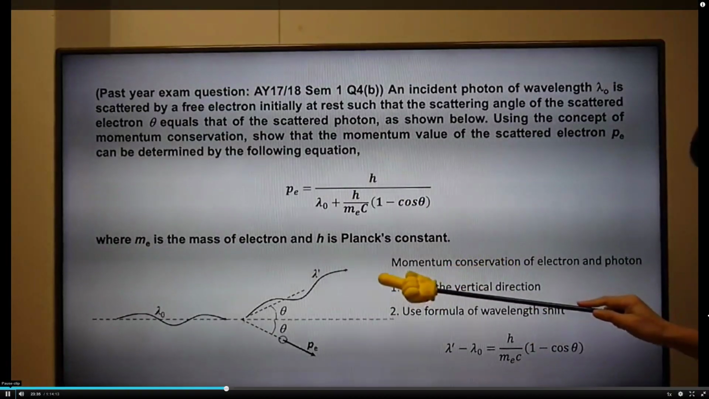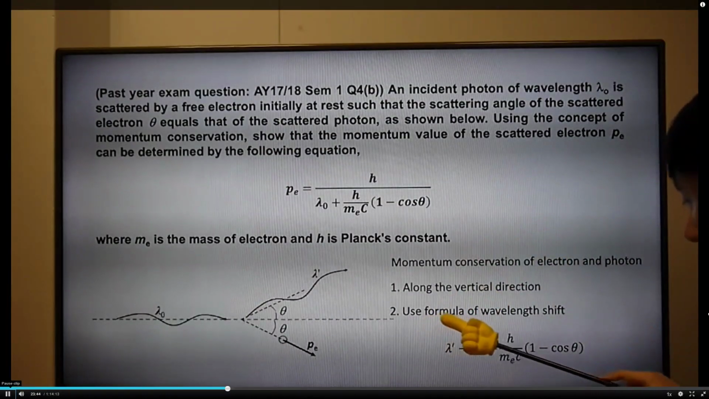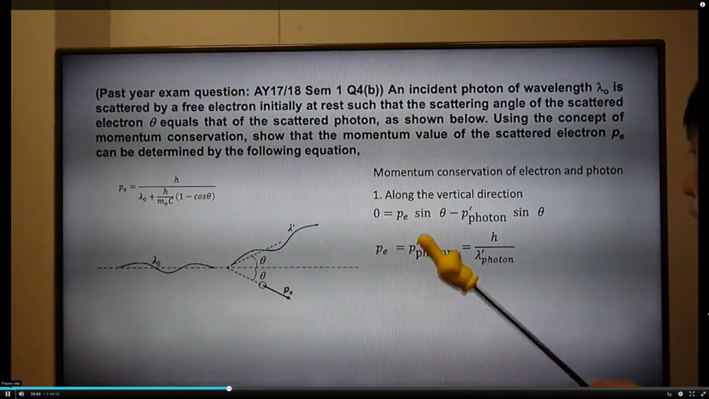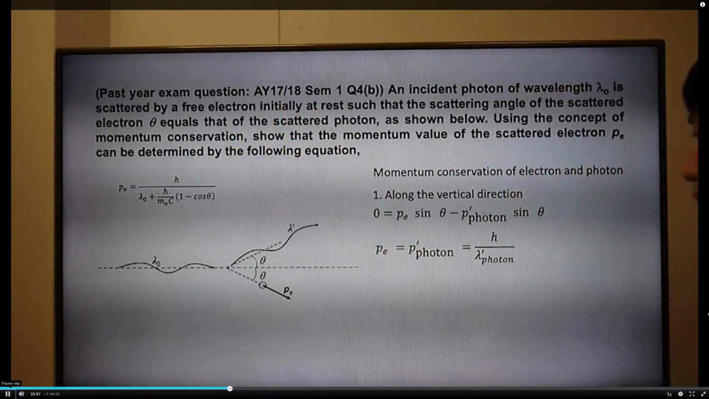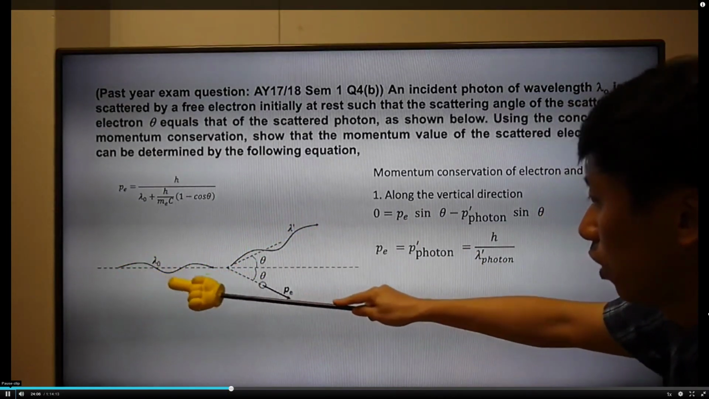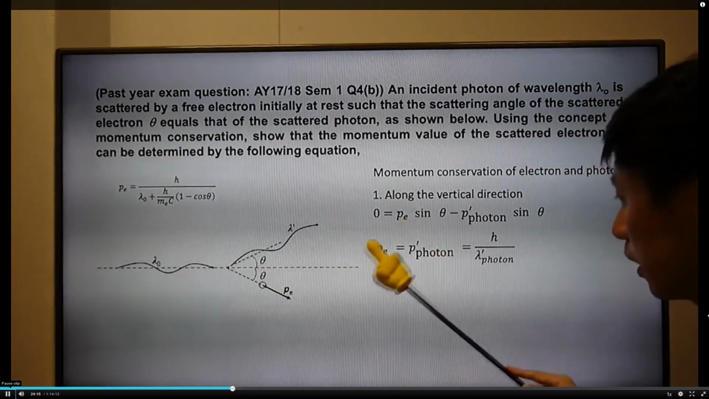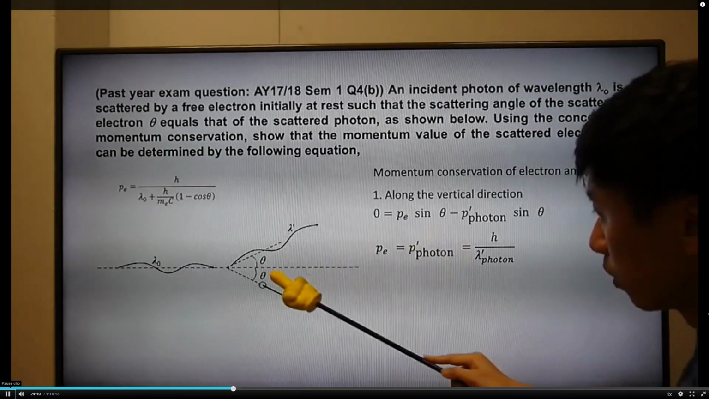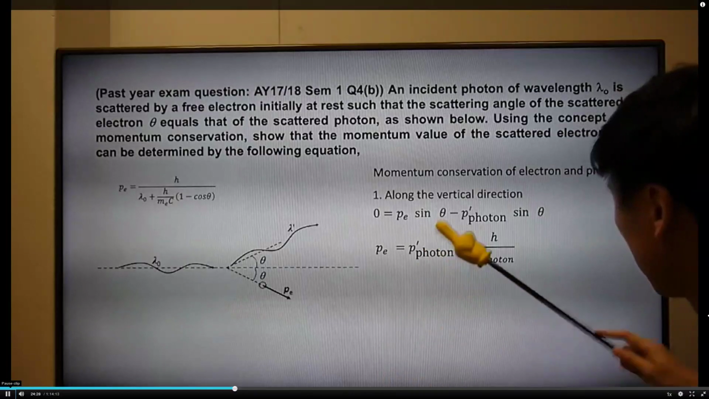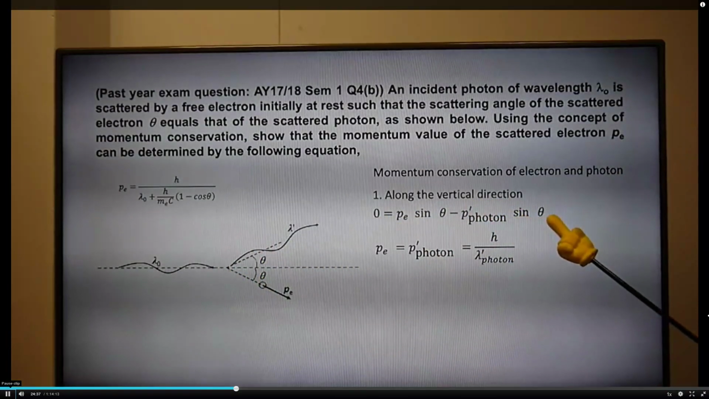Then we need to use the momentum conservation along the vertical direction, and we can use the formula of the wavelength shift, the Compton shift equation. Okay, at first, let's consider the momentum conservation along the vertical direction. In here, the vertical component of the incident photon is 0. Then the vertical component of the electron momentum is Pe times sine theta, because this angle is theta. Then another one, the scattered photon has a momentum of P photon. Let's say this is P prime, and the vertical component is sine theta.